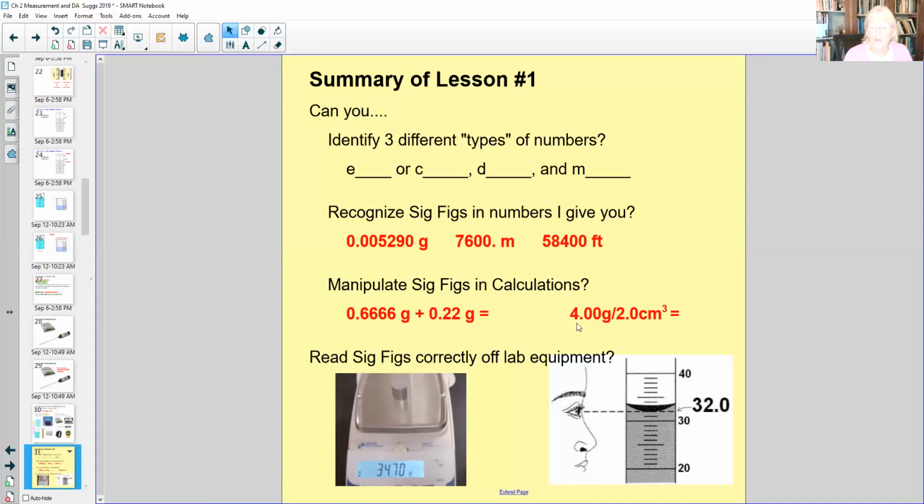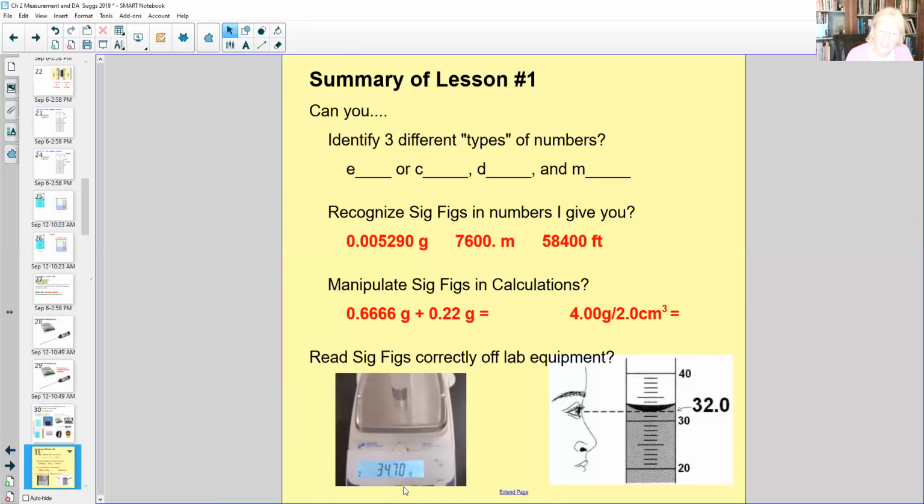Here, when you're multiplying or dividing, you write the answer to the least number of sig figs that a measurement has. So if you have a number with 3 sig figs divided by a number with 2 sig figs, you would write the answer to 2 sig figs. The answer here would be 2.0 grams per centimeter cubed.